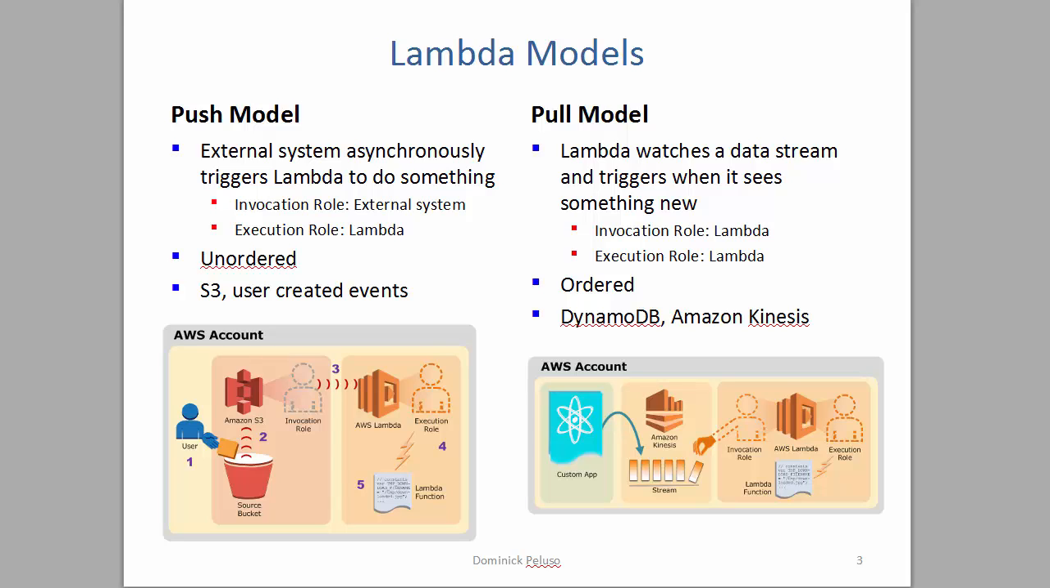In this model, you can also have user-created events, so you can have your own applications trigger Lambda to take action. In the other model, which is called the pull model, Lambda watches a data stream, and when it sees something new, it will take that item and use it as an event, and then trigger its Lambda function. So in this case, what's invoking it and executing it is Lambda, so it's playing both roles. I think the biggest difference between these two is that the push model is unordered, and the pull model will always take them in order. The only two events that are available in the pull model are DynamoDB and Kinesis.